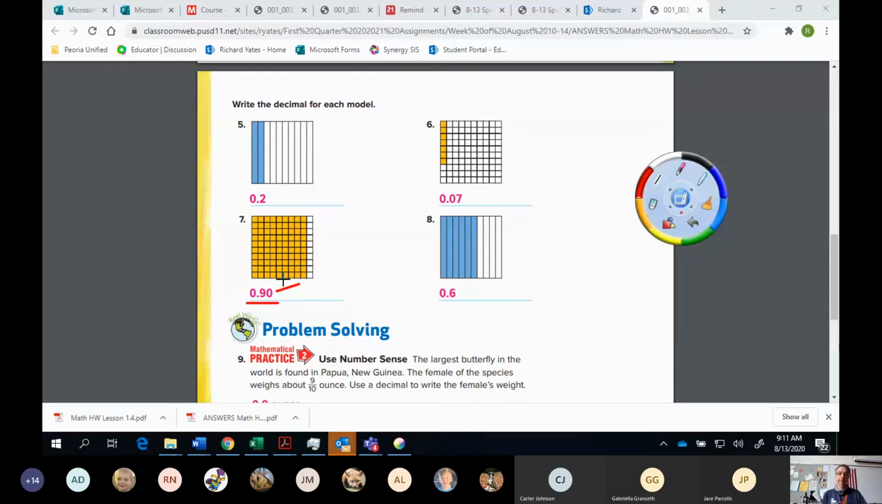Derek, what's your question? I accidentally wrote fractions instead of decimals. Okay, go ahead and fix those for me because the actual directions were for you to write a decimal. So make sure that you correct those to show the decimal versions of those, okay?